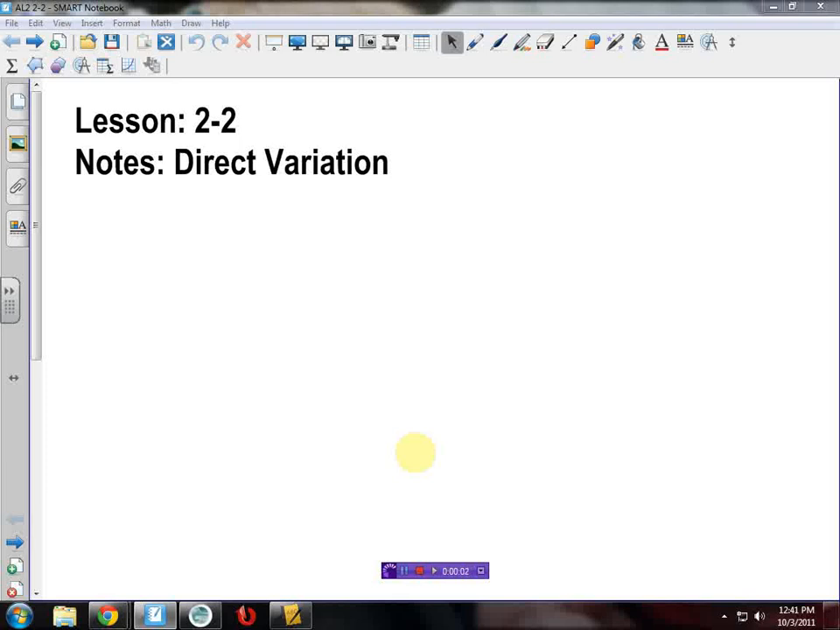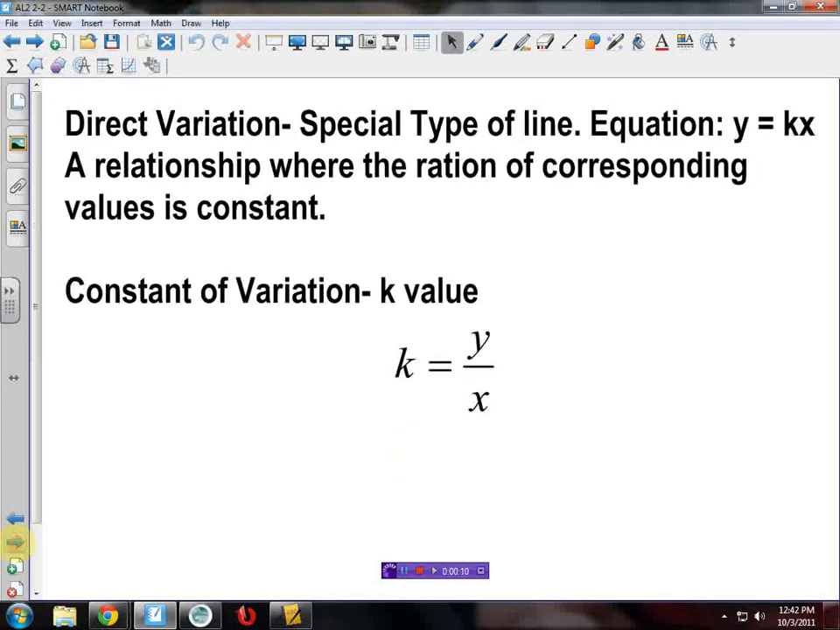All right, so we're on lesson 2.2, which is direct variation. Direct variation is a special type of line, a straight line. Its equation is y equals kx, that's over here. So y equals kx, that's the equation for it.